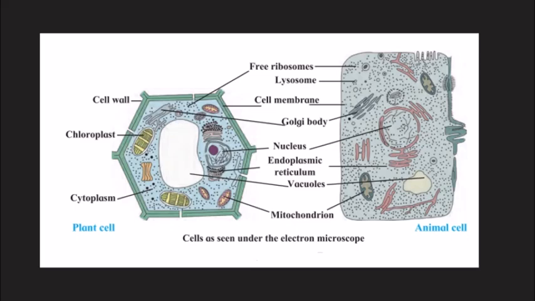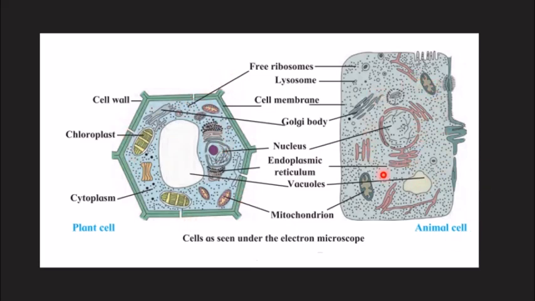Cytoplasm is the liquid part in the cell which is present around the nucleus. If you see here, the entire cytoplasm is present all around. Here also the cytoplasm is present. So we have cell wall, cytoplasm inside and a cell membrane. But here we have only cell membrane and inside the cytoplasm is present. Then we have the other organelles.